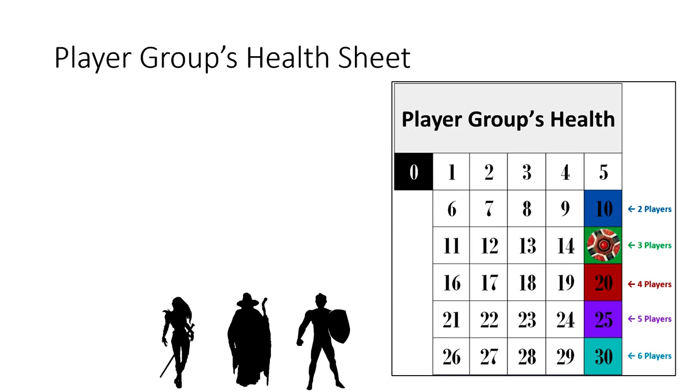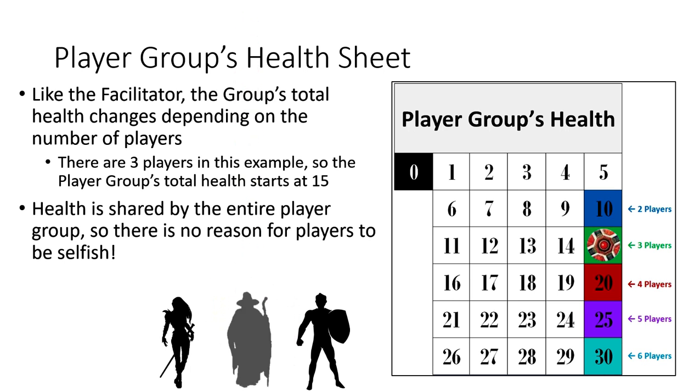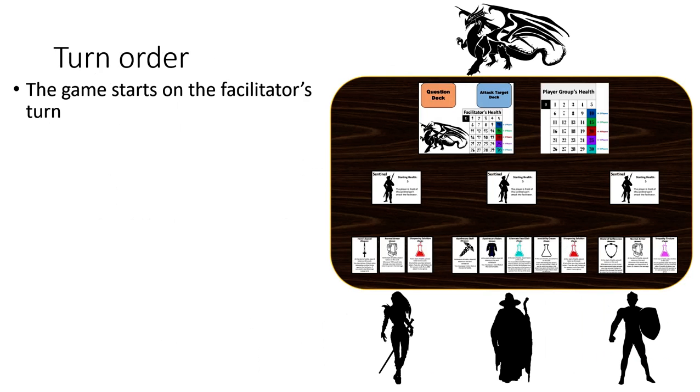The player's health sheet is much more simple. It's basically just that health tracking that's flexible by the amount of players. Once again, 3 players this time, so 15 health is our starting. Do remember that health is shared, so every time a single player takes damage that isn't prevented by armor or what have you, the entire group's health goes down. It's not like one person can be eliminated because they took damage early and then sit the rest of the game out. Everybody's in it until the very last. So there's no reason to be selfish, and I think that's probably a good thing overall.